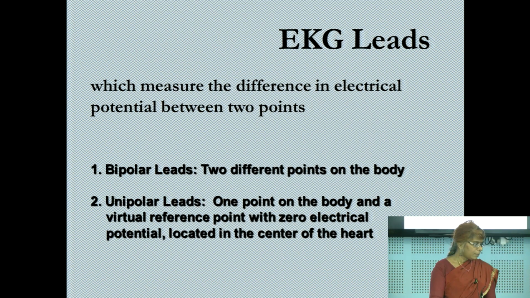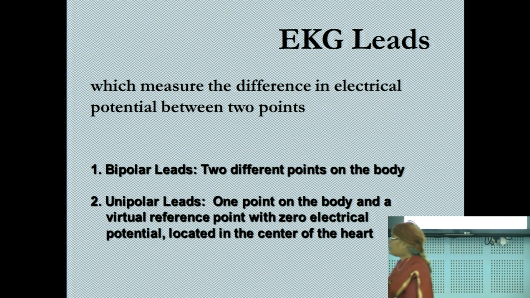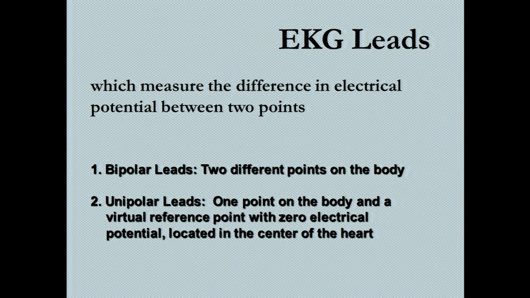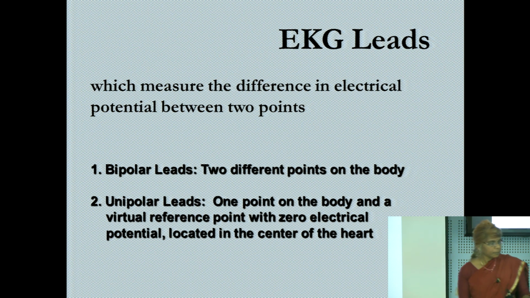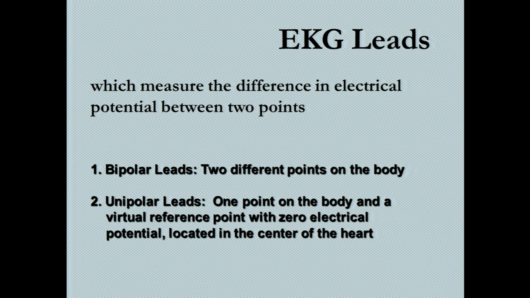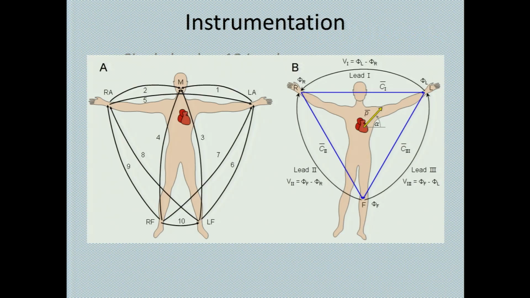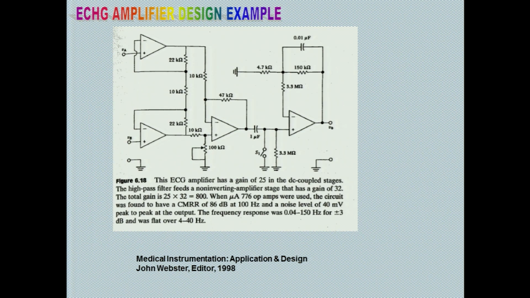Okay, so here they talk about two types of leads, bipolar and unipolar. Unipolar is one point on the body and the other one is the reference point with 0. So what we do is this one only, three leads. We use 2 different points and then ground. We use that one. We do not use 12. We do not want that.